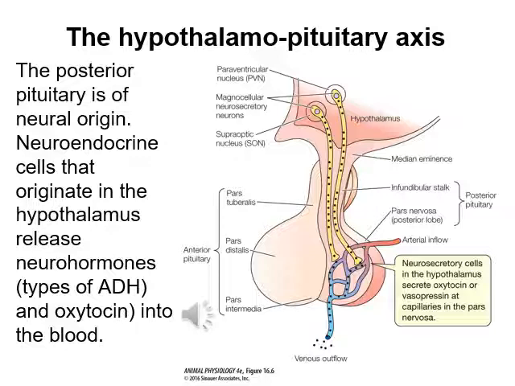The posterior pituitary is derived embryonically from the brain and is neurosecretory. Neurons project directly from the hypothalamus, which is a sensing center, to the posterior pituitary. The posterior pituitary has a rich blood supply, and these neurons secrete two neurohormones, which directly enter the circulation.